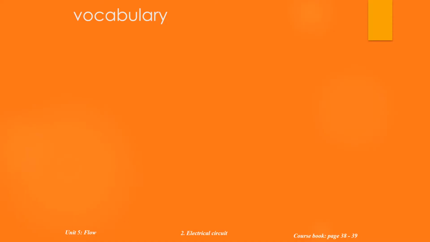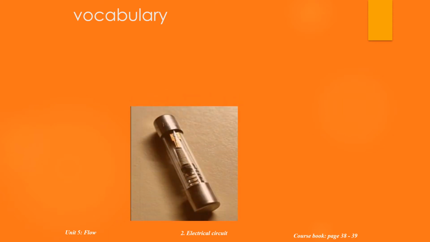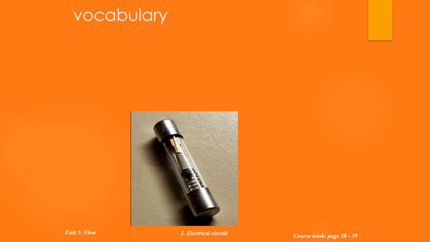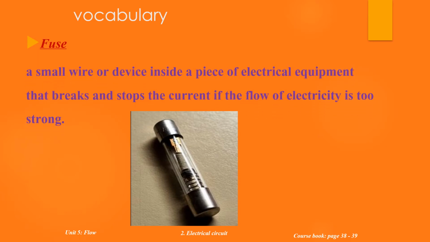Now we're going to start looking at some important vocabulary. Look at the picture. What is this? It's a part of an electrical circuit, and the name of this part is called fuse. Fuse, and the definition is a small wire or device inside a piece of electrical equipment that breaks and stops the current if the flow of electricity is too strong.